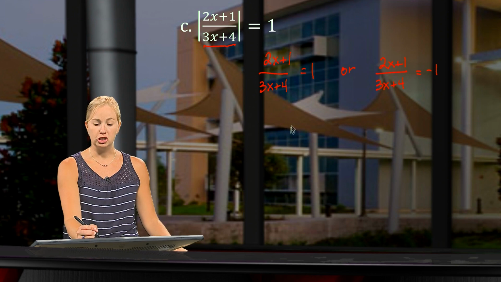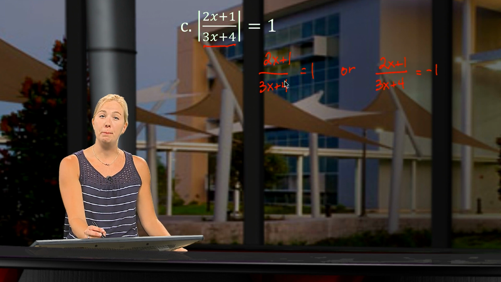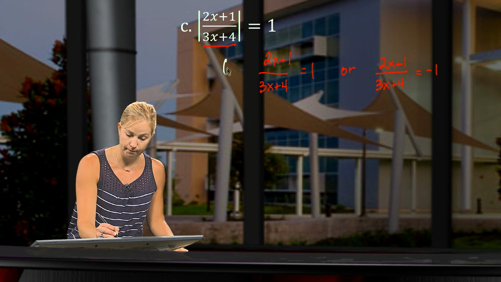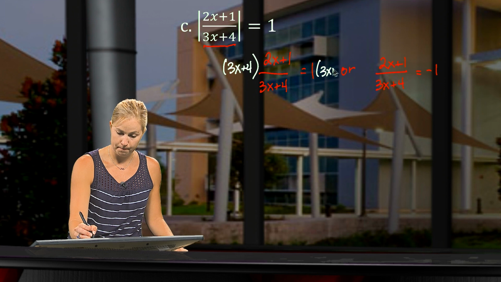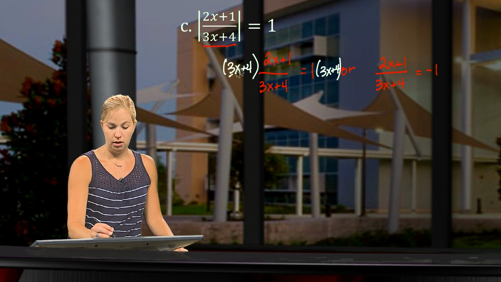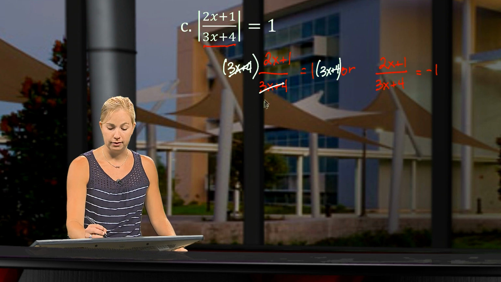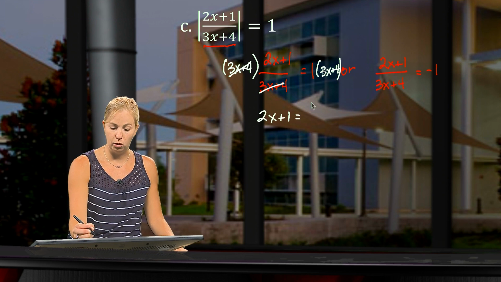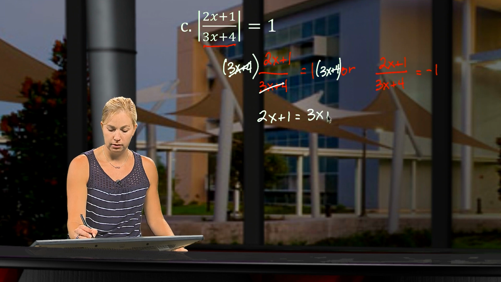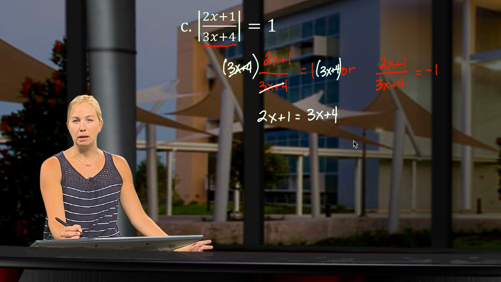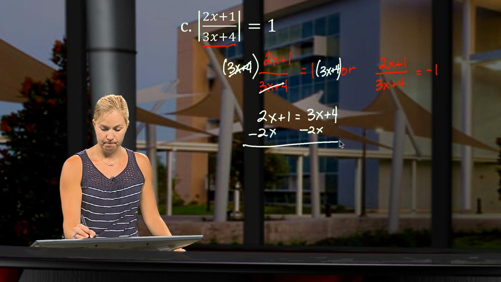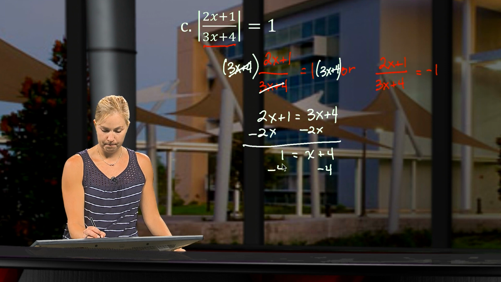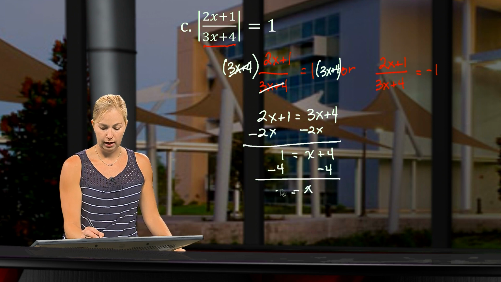To solve this rational equation, we want to first clear our denominator, so we're going to multiply both sides of the equation by that denominator. On the left-hand side, those two are going to cancel out. We have 2x plus 1 equals, distributing the 1, we get 3x plus 4. And this is a nice baby equation, pretty easy to solve. Combine like terms. We get x equals -3.